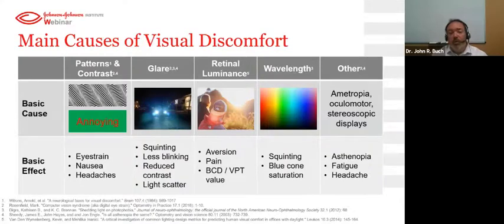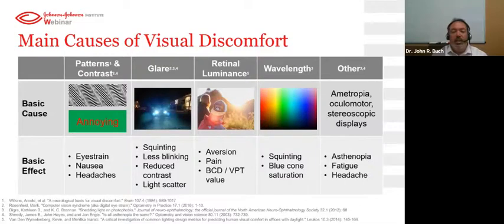When we look at retinal luminance, this is just a broad category where it's just too much light. We tend to look away from those types of light sources. It can actually hurt. You'll see I have things listed there called the BCD and the VPT. The BCD is the borderline between comfort and discomfort glare, and VPT is visual photosensitivity threshold. They're really the same thing. It just depends on who's doing the research.